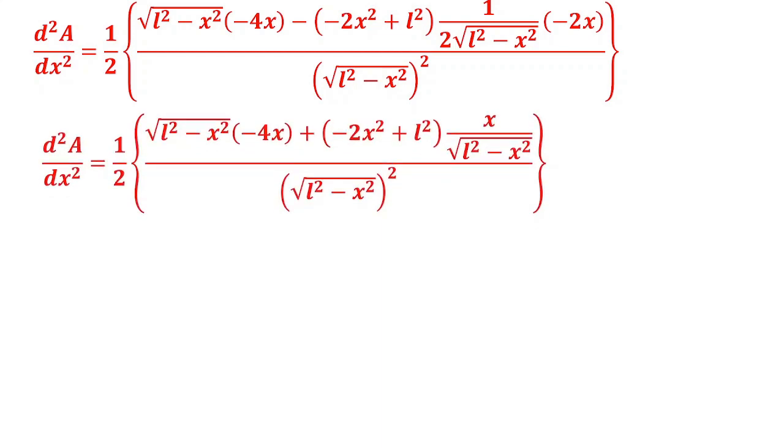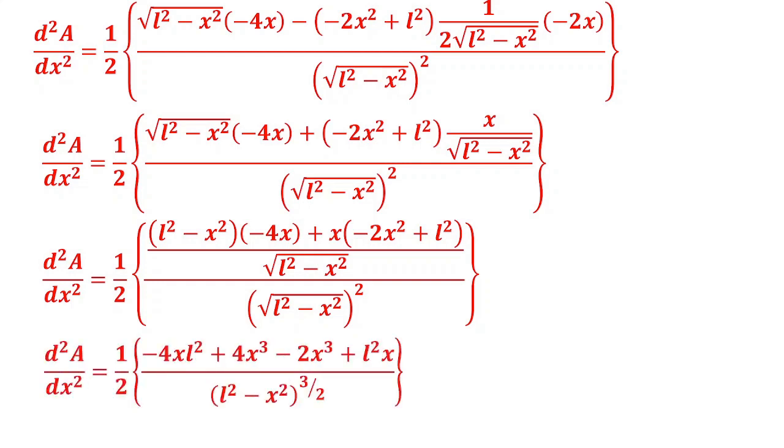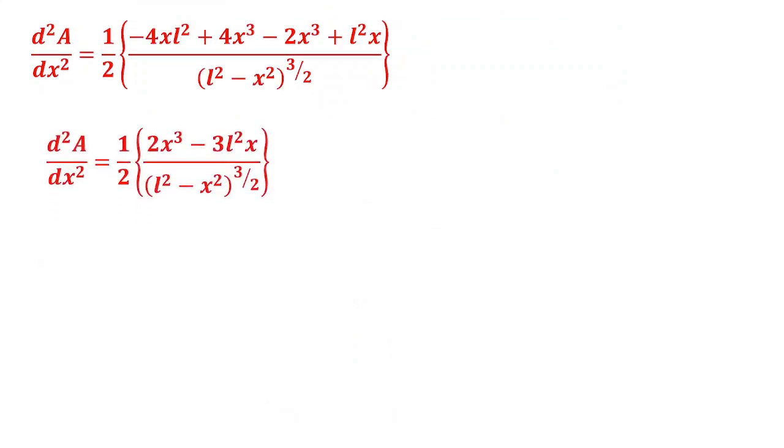Therefore, the numerator will become root L square minus x square into minus 4x plus minus 2x square plus L square multiplied by x upon that square root L square minus x square. Let us take that root L square minus x square as the LCM in the numerator. So it will become L square minus x square into minus 4x plus x into minus 2x square plus L square. That square root of L square minus x square will get multiplied with the denominator root L square minus x square the whole square. It will become L square minus x square whole power 3 by 2. Okay, let us continue. Let us simplify the numerator. When I simplify the numerator, it will become 2x cube minus 3L square x.